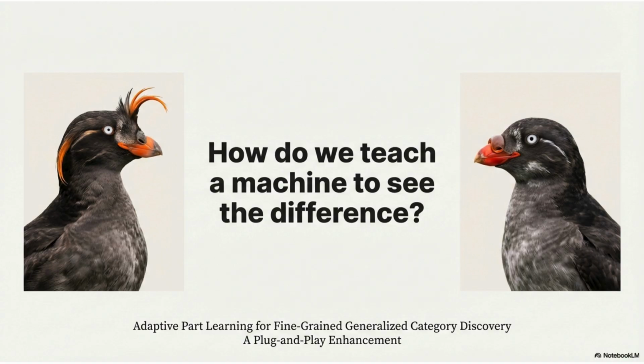Let's start with a simple visual test. Look at these two birds on the screen. To an untrained eye, they look almost identical. Dark feathers, similar size. But if you look closer, specifically at the head, you'll see the bird on the left has a prominent crest and an orange beak, while the one on the right lacks that crest. This is the core of fine-grained recognition. The devil is in the details.